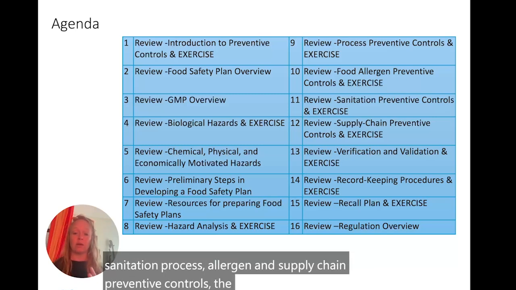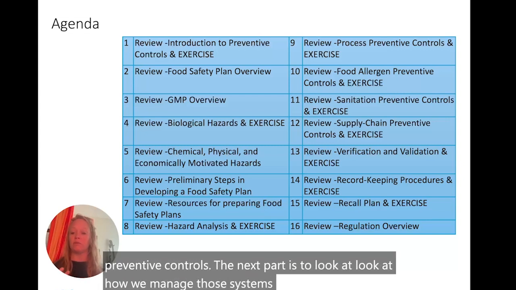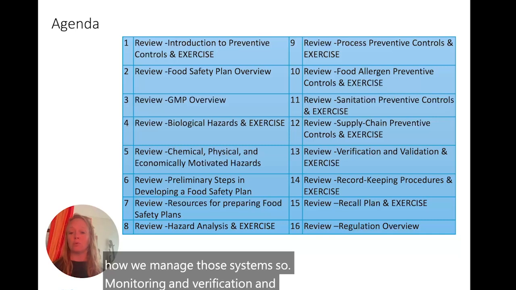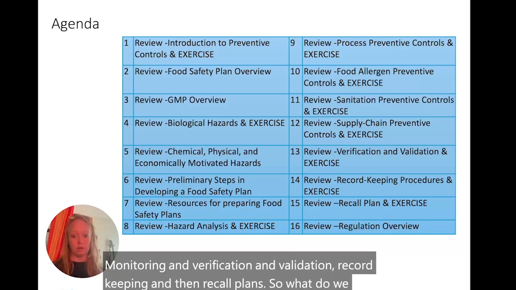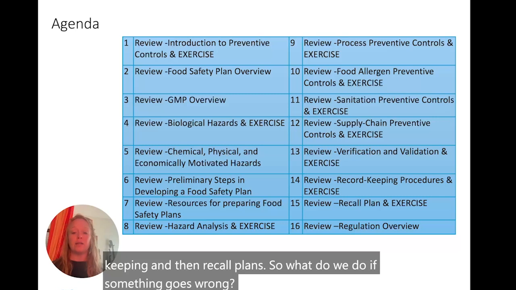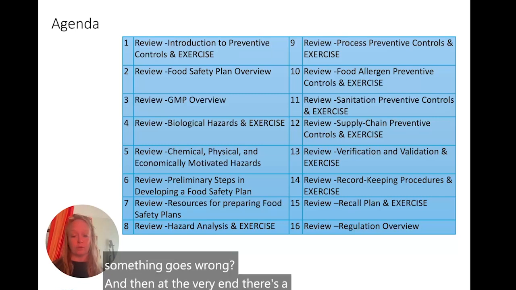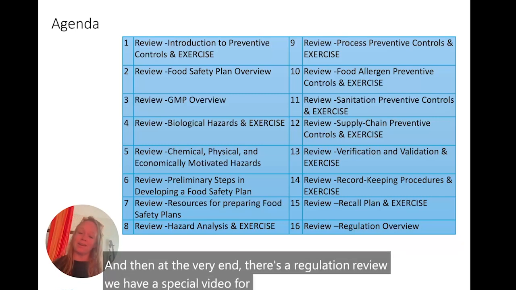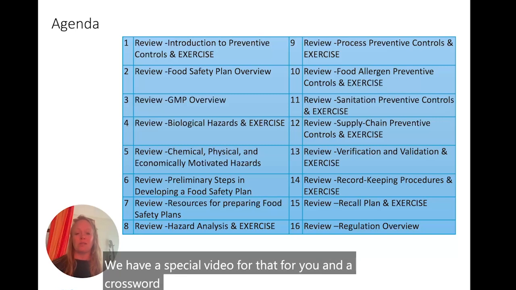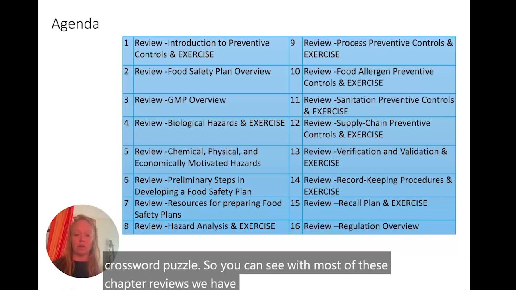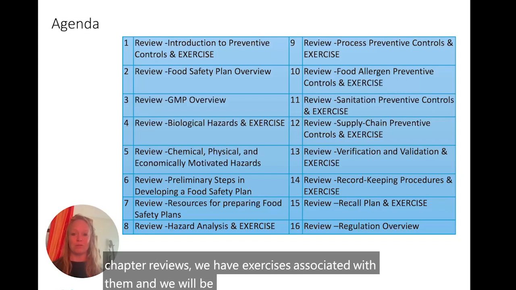The next part is to look at how we manage those systems, so monitoring and verification and validation, record keeping, and then recall plans. So what do we do if something goes wrong? And then at the very end, there's a regulation review. We have a special video for that for you and a crossword puzzle. So you can see with most of these chapter reviews, we have exercises associated with them, and we will be helping you through those.